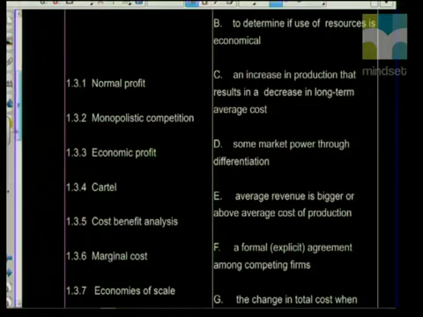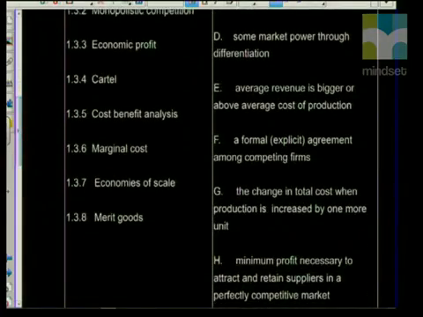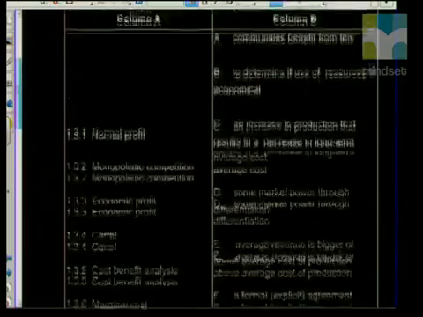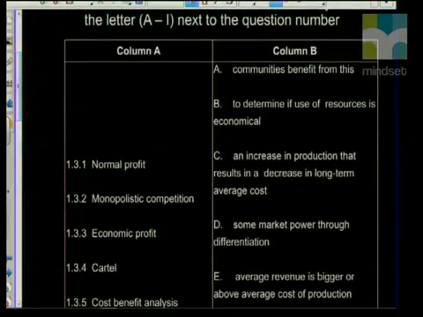In column A, 1.3.1, normal profit. 1.3.2, monopolistic competition. 3, economic profit. 4, cartel. 5, cost-benefit analysis. 6, marginal cost. 7, economies of scale. And 8, merit goods. The options in column B. Communities benefit from this.